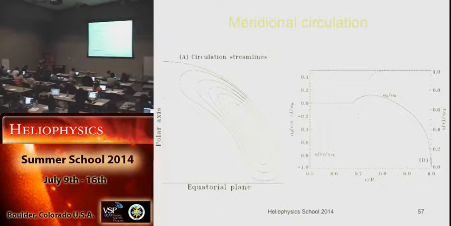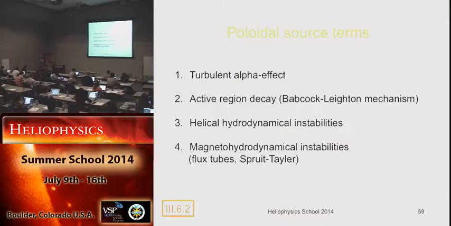Now, these source terms we're going to consider too. There's actually many possibilities that have been worked out. There's this alpha effect business we talked about, and there's this active region decay mechanism, which is called the Babcock-Leighton mechanism for historical reasons. The two guys who worked on this developed this originally. And these are basically the only two source terms that we will put into the model that we'll be using.